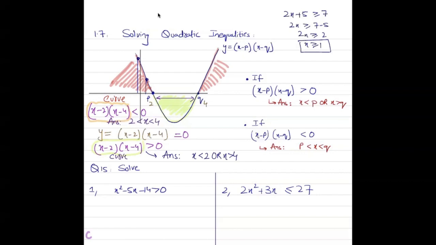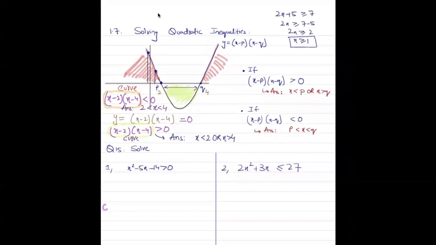So, sir, you mean that if negative p will be first, then we'll write it's greater than x and q is less than x? Uh, no, there are two cases. I'll explain this again with this example. This example is going to make sense now.